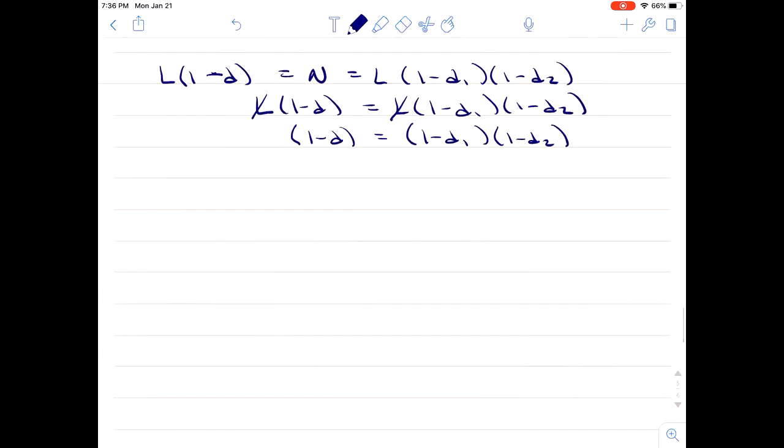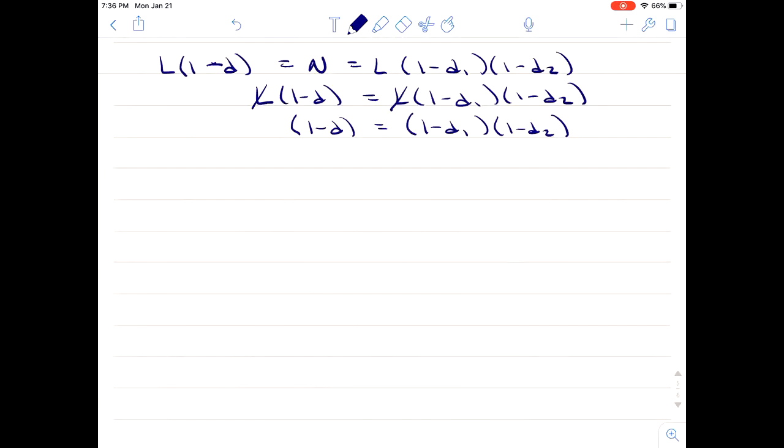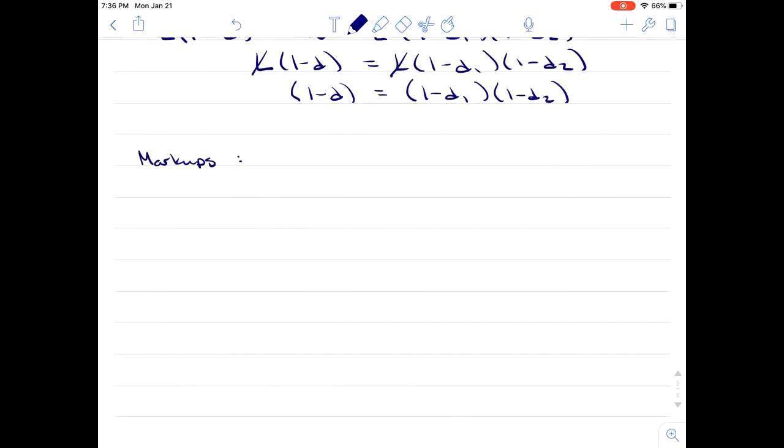So let's talk about markups. You guys are all in business, so you know this idea where you run a store and you've got a selling price, and that's going to include the cost that it costs for you to acquire this product, but also some amount of markup, right? And so that's what this M is on your formula sheet, right?